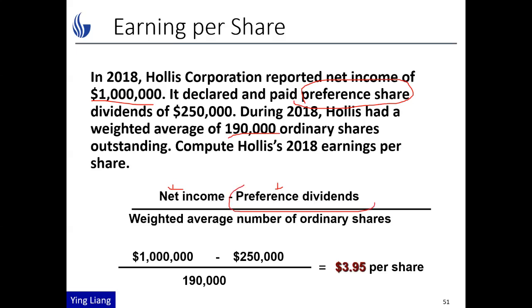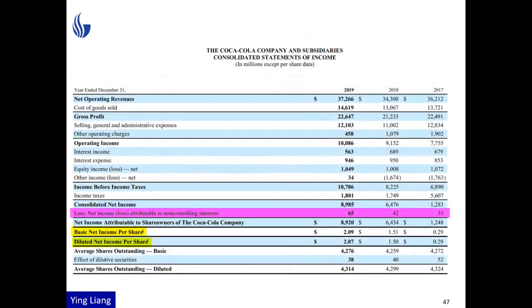Now you may ask me what preference share dividends are. What am I subtracting from net income? If we look back to Coca-Cola and Zoom, look at the purple line here. Above the purple line, we have a consolidated net income.